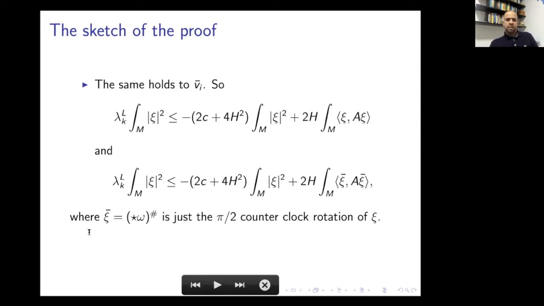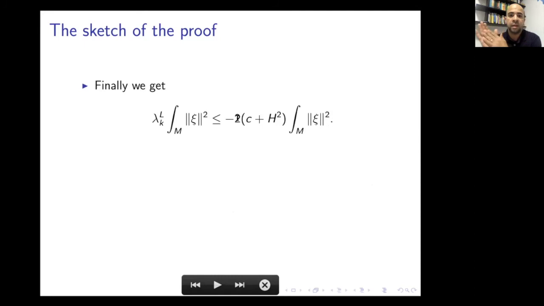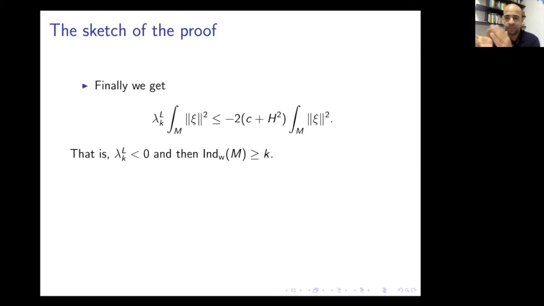Using this fact, we sum these two inequalities, and in this last term, when we sum and divide by 2, we obtain the mean curvature of our surface M. So here we get 2h squared with a plus, and here we have a minus 4h squared. At the end, finally, we get that lambda k, the most important point here, is negative. That's the conclusion. By definition, it implies that the weak index of M is at least k.